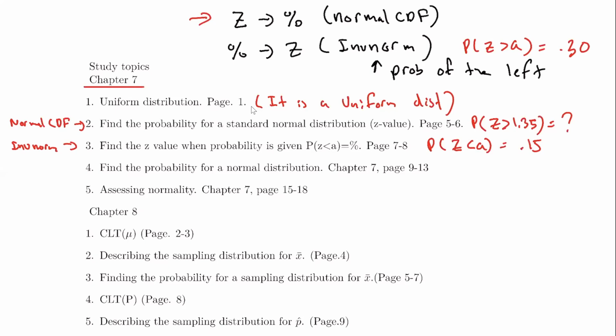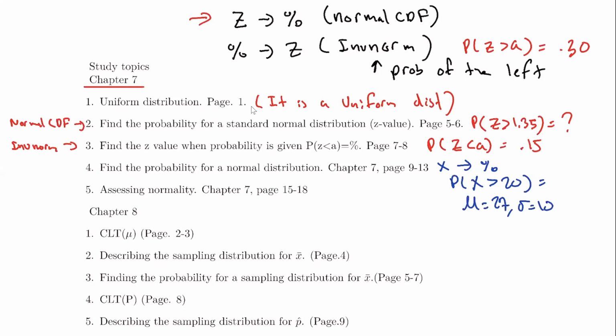All right. So let's do topic number 4. Find the probability for a normal distribution. This one is a little bit different from topic 2. In topic 2, if you remember, you start off with the Z value. In topic 4, you start with an X value, and you convert it into a percentage. So you'll get something like: find the probability that X is greater than 20, with a mean of 27 and a standard deviation of 10.